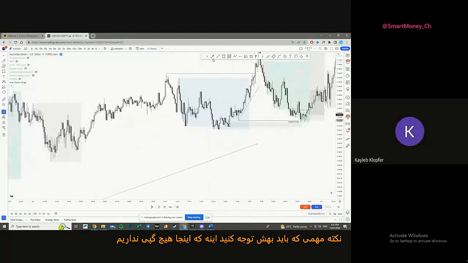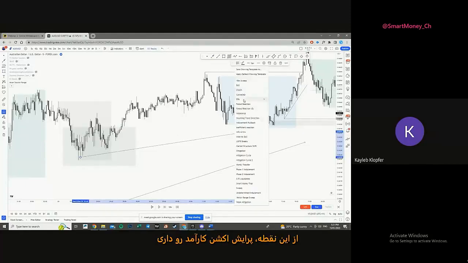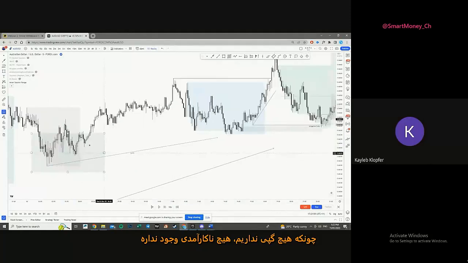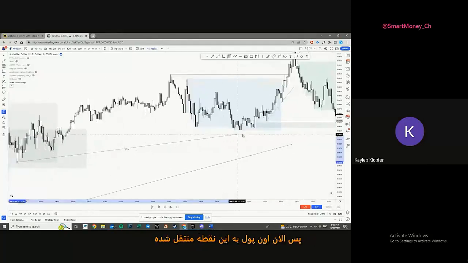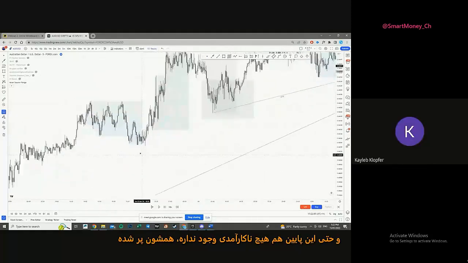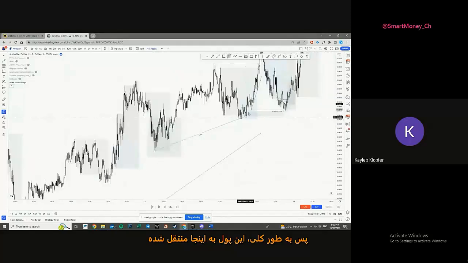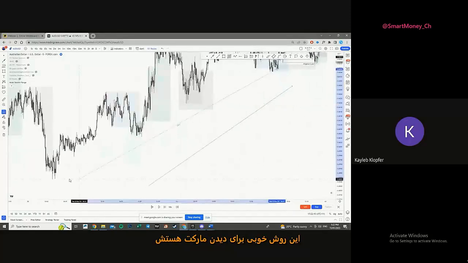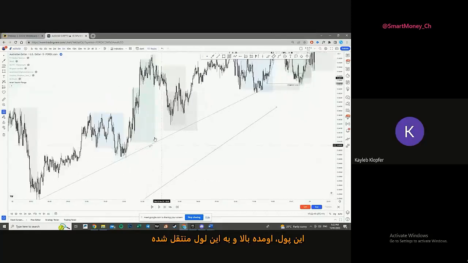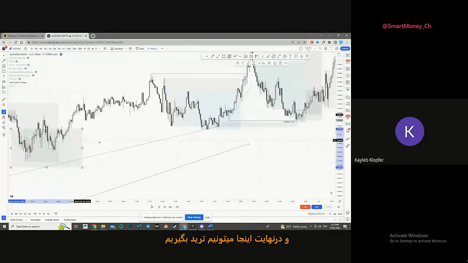Also important to note that there's no gaps here, telling me that all the buying money has been efficient from this point here. Efficient price action from this point here, because there's no gaps, there's no inefficiency, yeah? So we're carrying that money to this point. Even down here, there's no inefficiency. It's all been filled. So essentially, this money is all the way up here. That's a good way to look at it. This money is all transferred all the way up here. So we want to respect those buyers, we want to respect that momentum, okay?